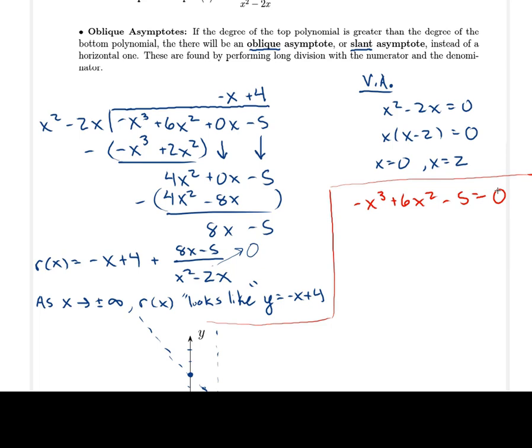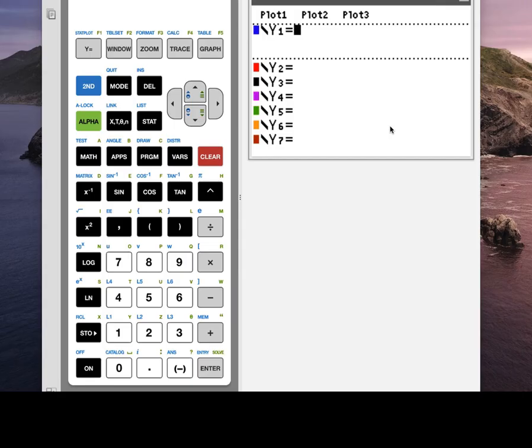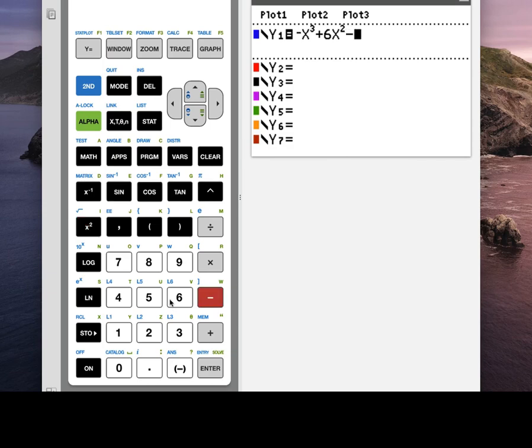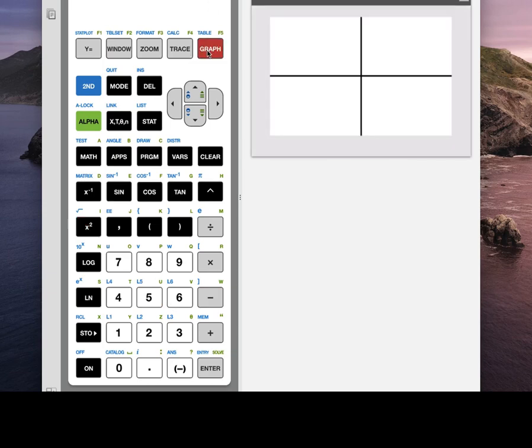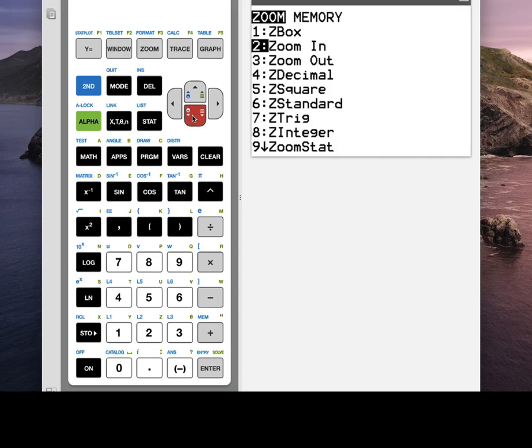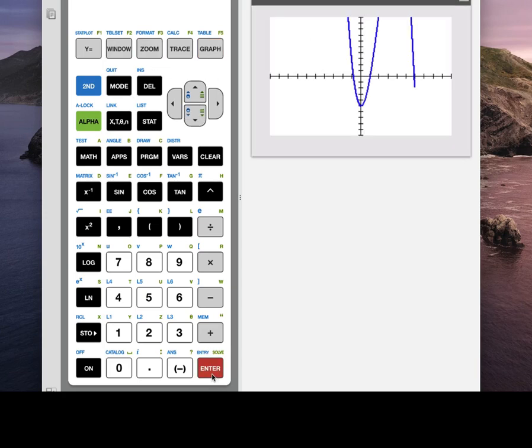All right, and so remember, the way we start a problem like this is we go to our calculator and see if we can find a nice one. So let's type in the top of our function. So negative x cubed plus 6x squared minus 5. Go ahead and graph that. Oh, that's right, we had it zoomed out from before, so I'll go back to zoom standard.